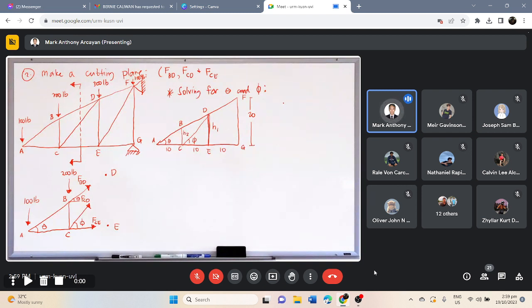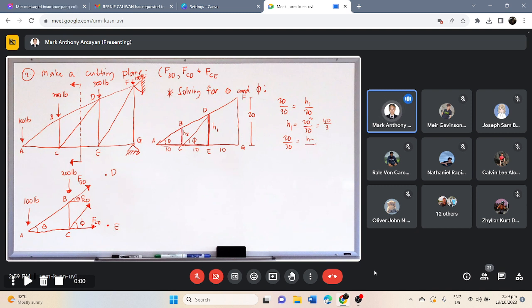So this is our H1, and this is our height 2. To solve for H1 by similar triangles, the height of the large triangle, 20, over its base, 30, is equal to H1 over its base, which is 20. So H1 is equal to 20 squared over 30, that is equal to 40 over 3.